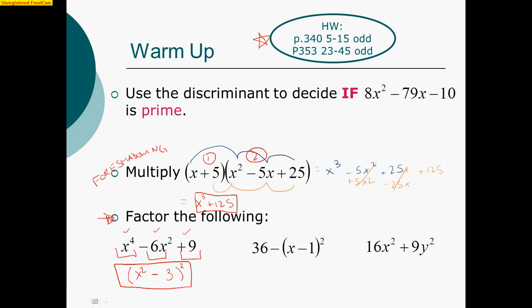This problem is one where I suggested that you might use that t substitution technique. Right? If I say x minus 1 is the same as t, and then I look at this problem as 36 minus t squared, I recognize that as the difference of two perfect squares. And then of course I have to put the t stuff back.